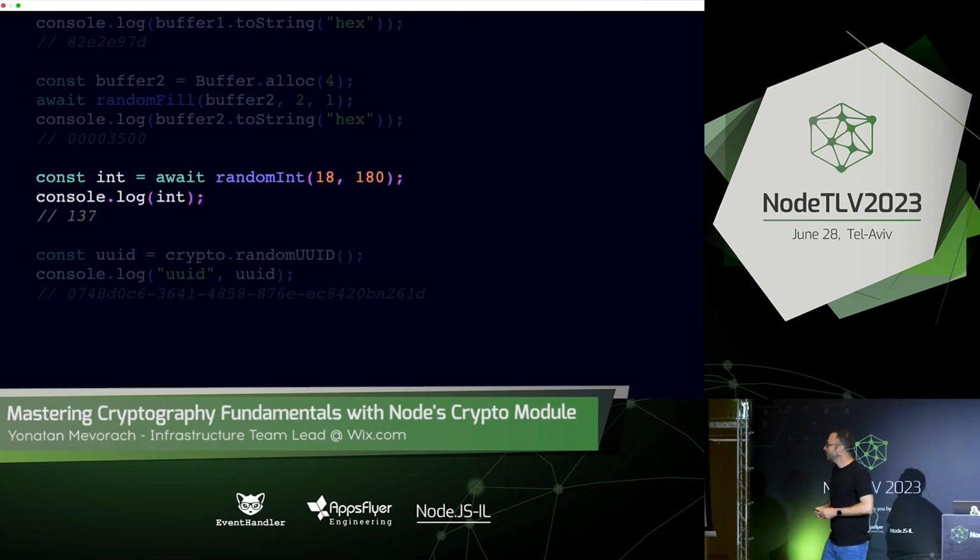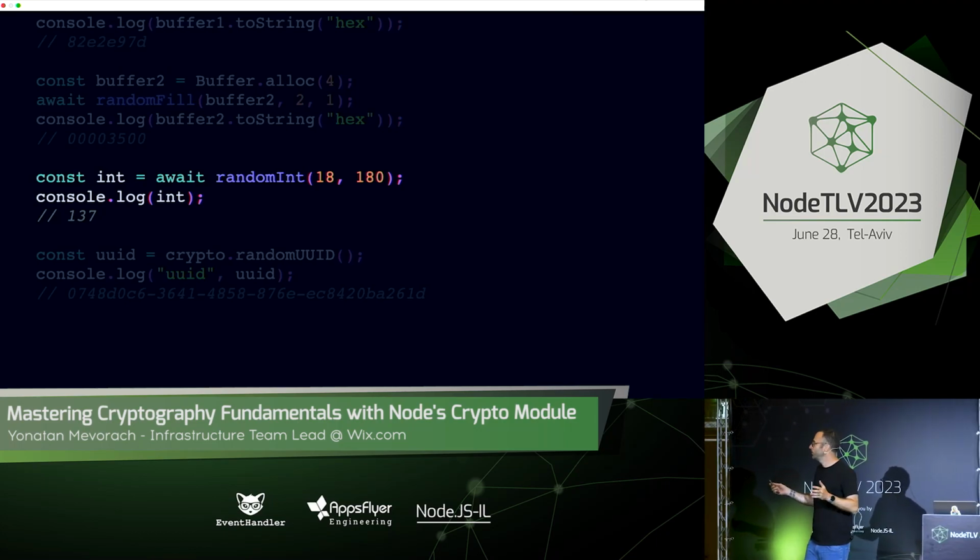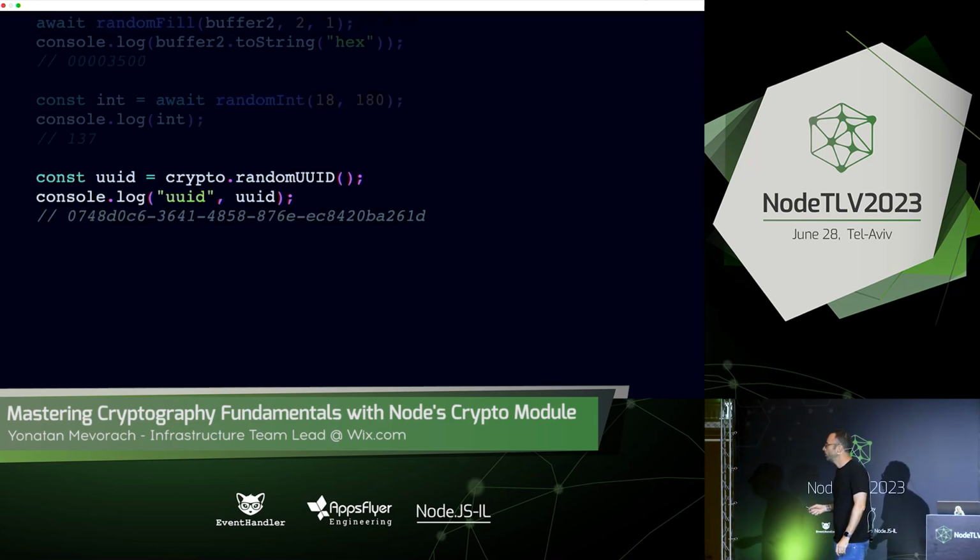We have randomInt, which given a min and max value returns an integer in that range. And we have randomUUID.